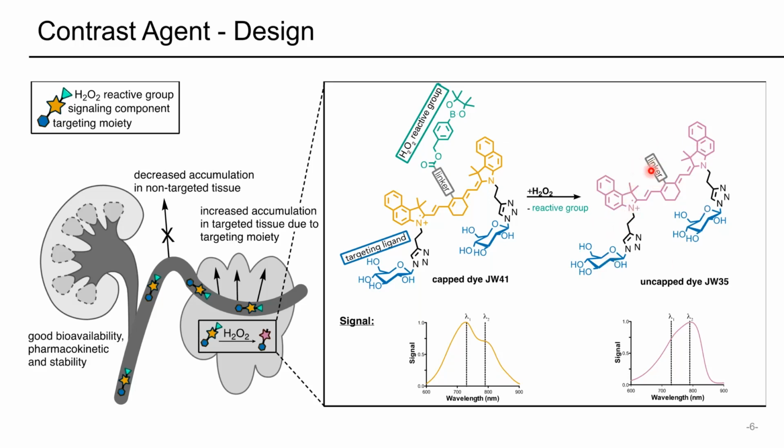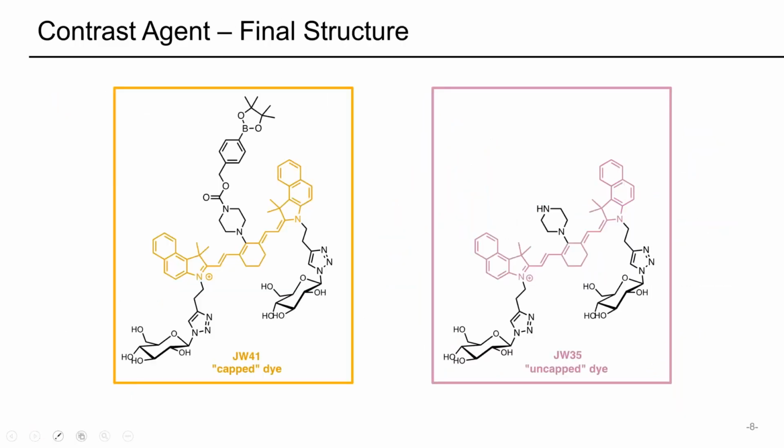So as you can see here, I wrote linker, and this linker actually has an important role because it needs to trigger a signal change as the dye backbone stays the same. So we investigated different linker structures which connected this reactive group with the dye backbone and found that the piperazine group actually does a great job in inducing a signal change if this group gets cleaved. So meaning that our final structures look like this.